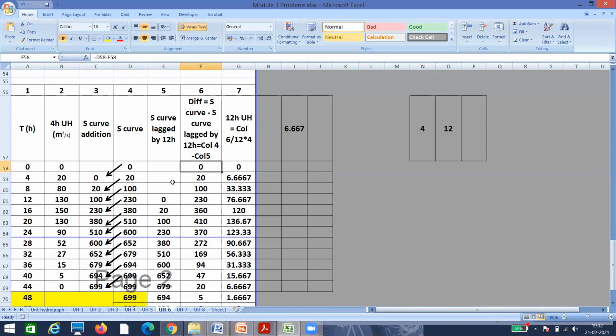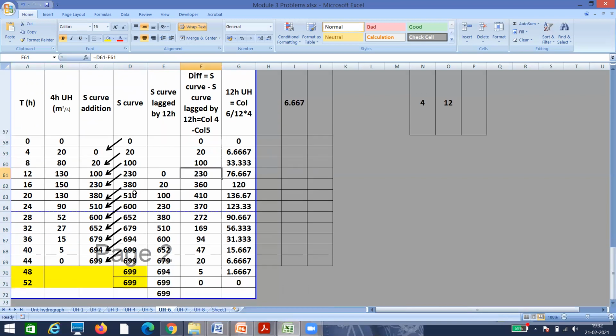So minus. 20 minus 0, 20. 100 minus 0, 100. 230 minus 0, 230. Then from here, 380 minus 20 is equal to 360. So I'll be finding the difference between the S-curve and the S-curve lagged by 12 hours, and I'll be getting these ordinates.